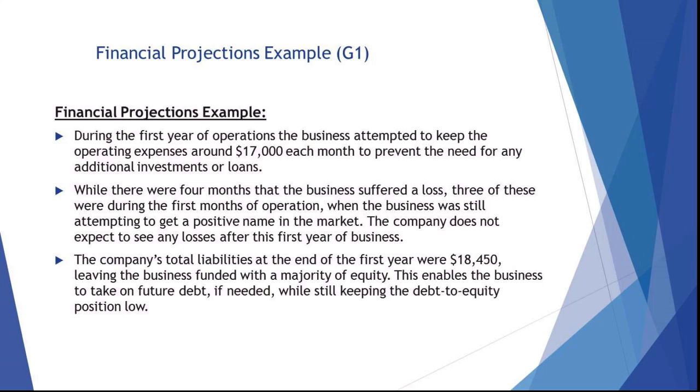We can see on this slide a couple of examples related to the financial projections side of Section G1, looking at the average operating expenses each month during the first year to prevent the need for any additional investments or loans. You can talk about the number of months that your company suffered a loss and why that was the case and what that means for your company going forward. Do you plan to have additional losses, or will you continue to operate at a profit after year one?